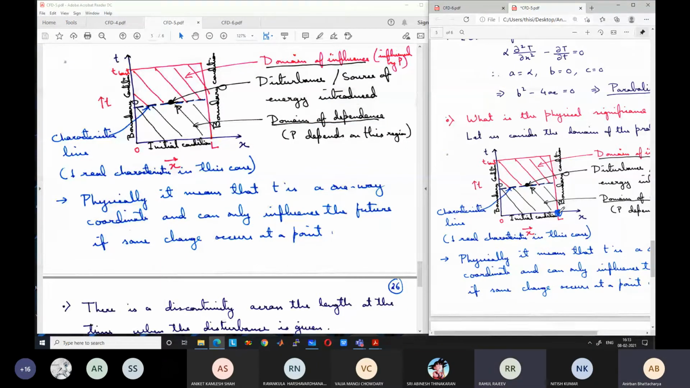Sir, only the initial condition is there. There is no domain of dependence. Okay, there is no region which is going to affect this directly. Whatever value you have given, the physical problem starts right there. So there is no domain of dependence. What is the characteristic line? It is the initial horizontal line from 0 to L, right? Is it clear to everyone? The characteristic line is the horizontal line from 0 to L.